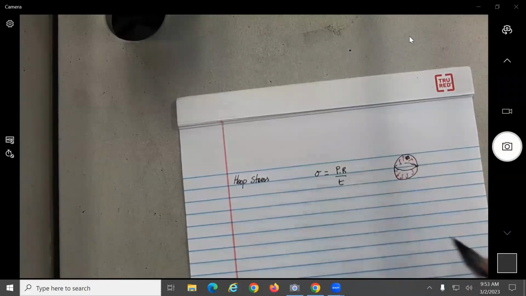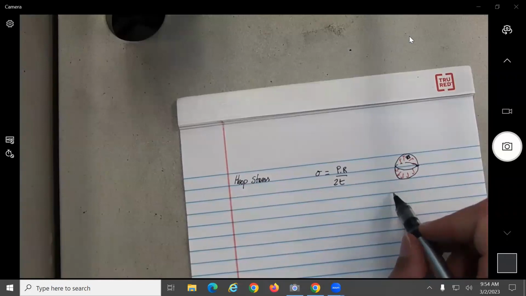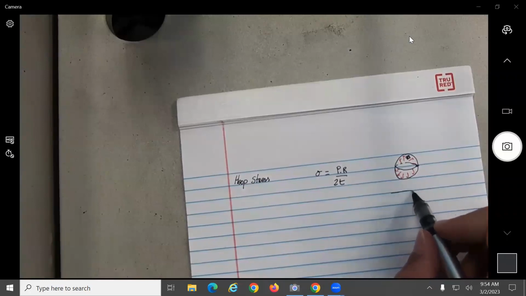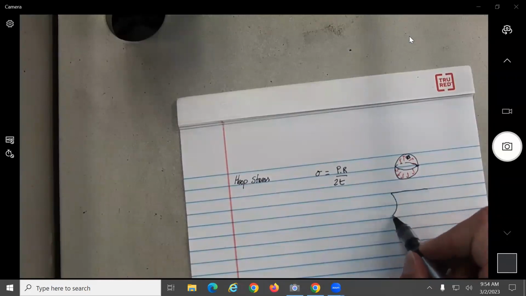Is it T or 2T? I think that one is the T. It's 2T. The hoop stress? Yeah, 2T. Okay, 2T. And then if we look at the cylinder, so this time we have a cylinder.